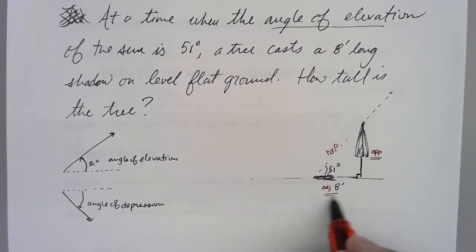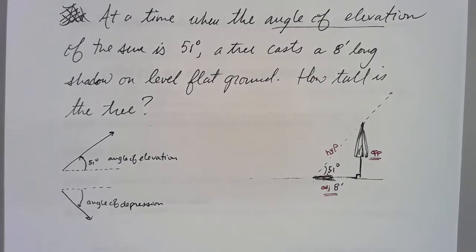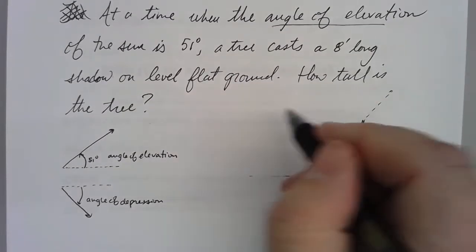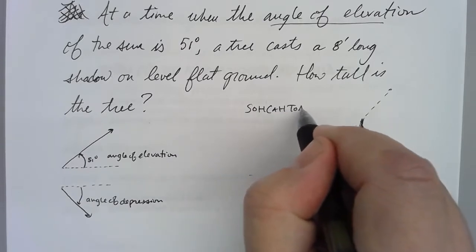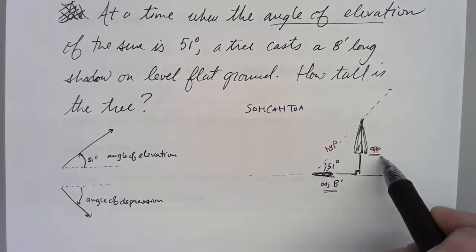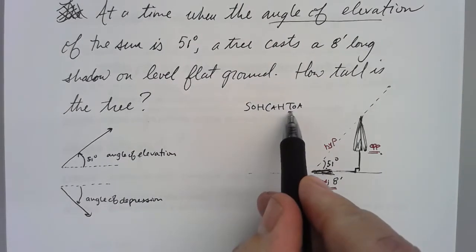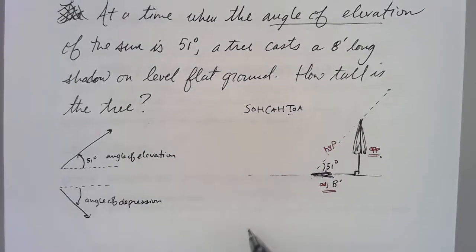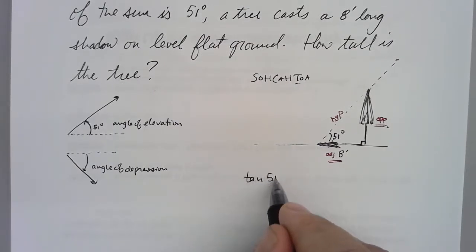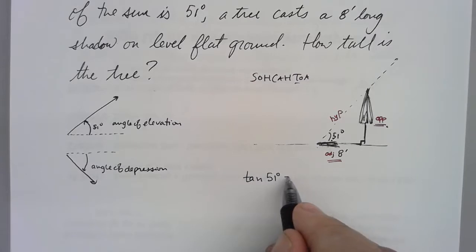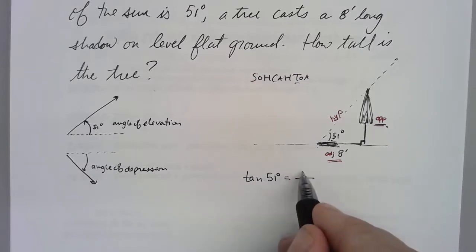And since we know the adjacent length, if I remember my mnemonic for the trigonometric ratios, the trigonometric ratio that connects opposite with adjacent is tangent. There I have the TOA. So I can write tangent, then I write the angle, 51 degrees, is opposite over adjacent. Opposite is unknown to me, adjacent is 8.